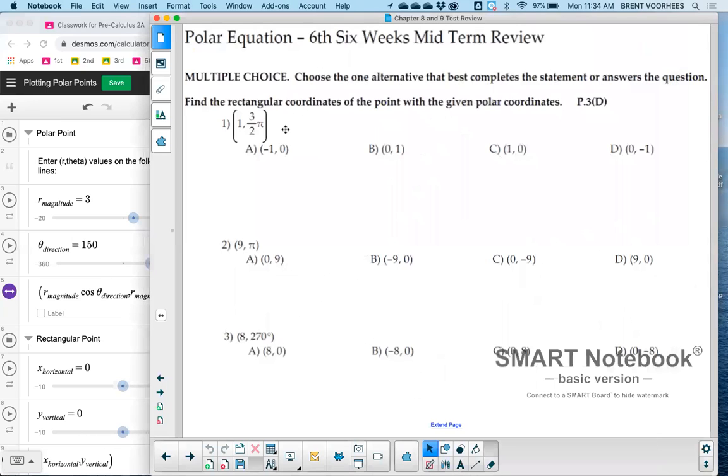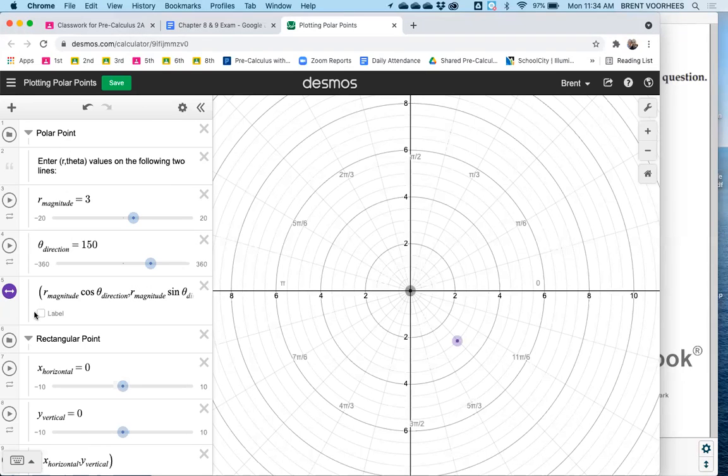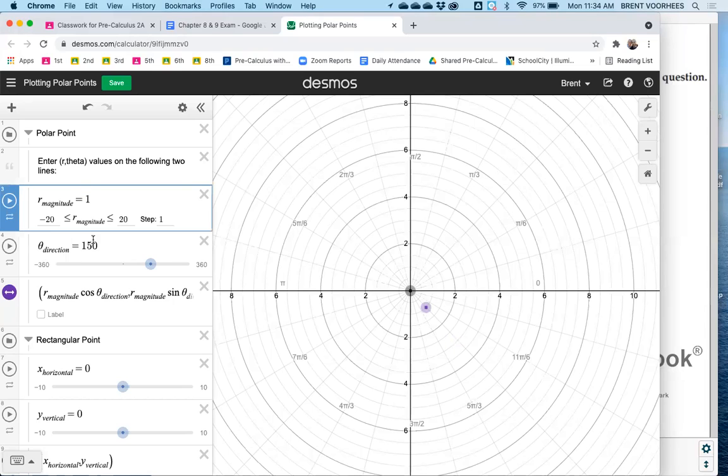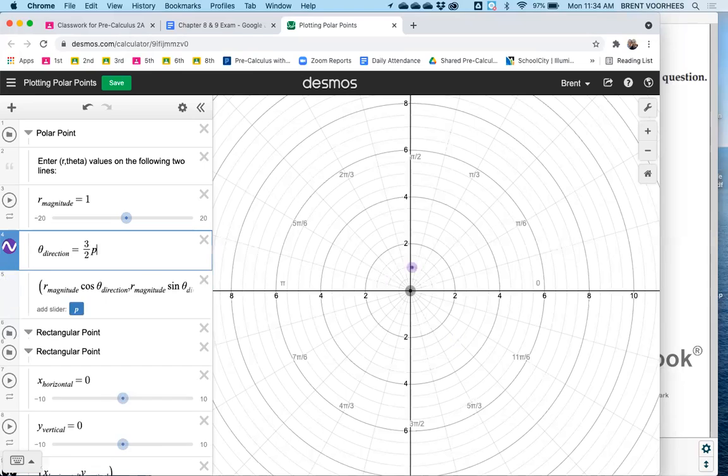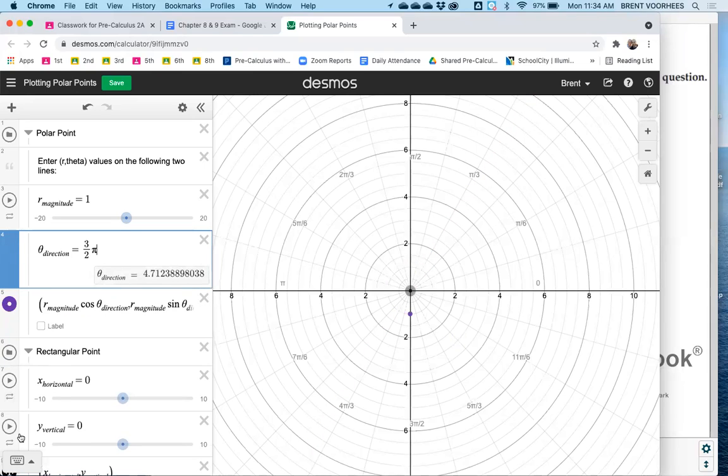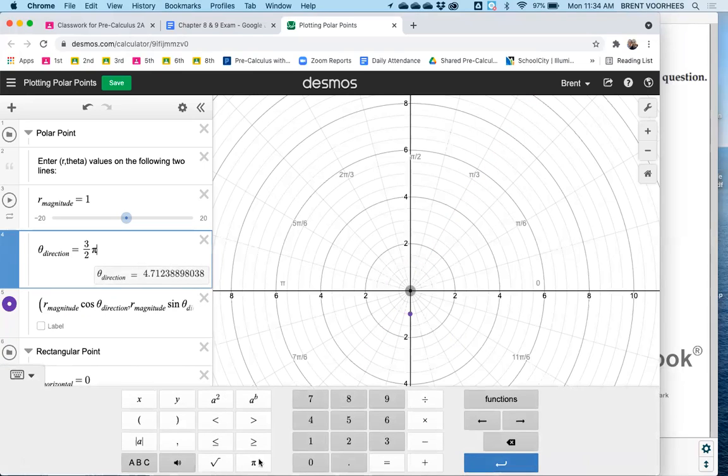My point that's listed for number 1 has 1, 3/2 pi. So what that means is that's polar, because again, that's an angle. So what you'll do is you'll come over here on the side, and you'll choose polar, and you'll put in that value. It was 1 and 3 divided by 2 pi. You can just type in pi if you want, or you can hit the keyboard and press the pi button down there near the bottom.